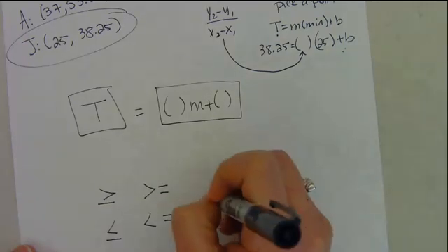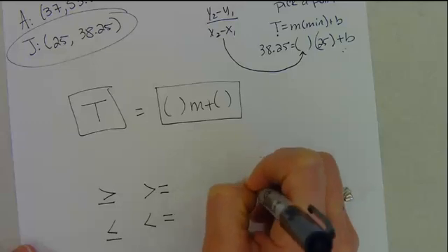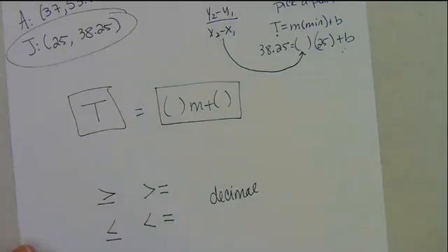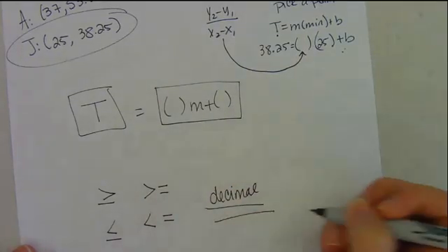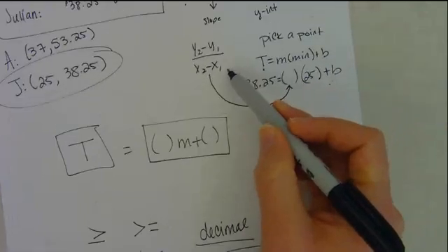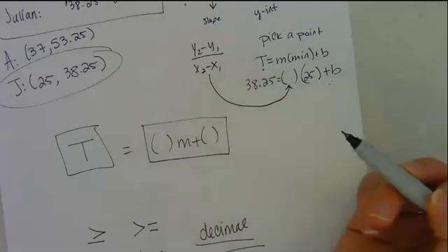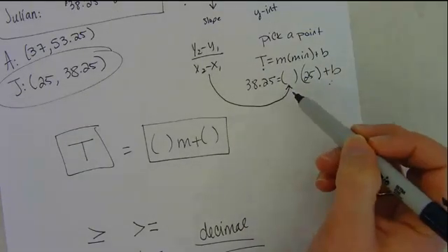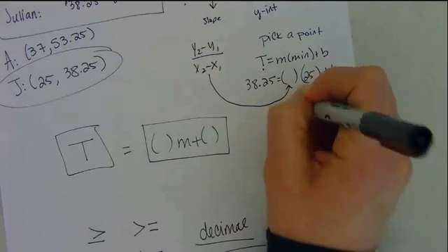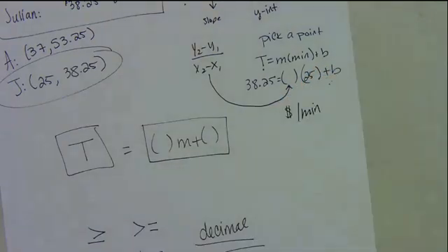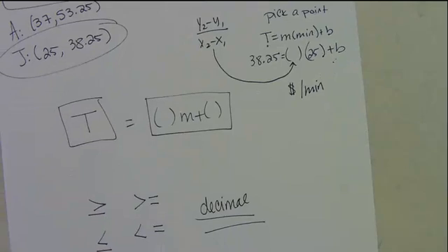And you're going to want to use a decimal. The problem tells you to use a decimal. So when you get that slope, you're going to get a decimal. Decimal is okay here because that slope that you find is going to represent the dollar per minute cost for jumping. So it's appropriate to use that decimal because that's going to be talking about dollars and cents.